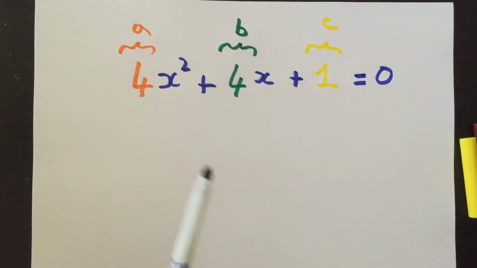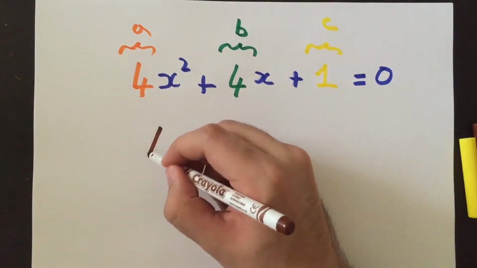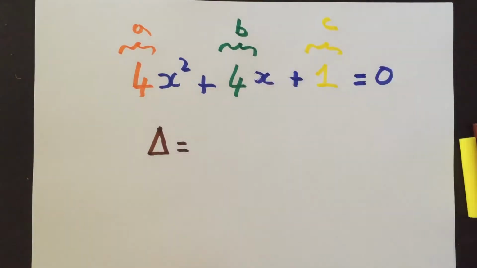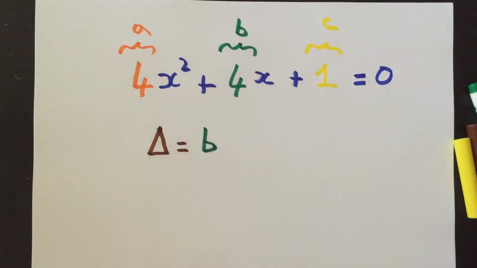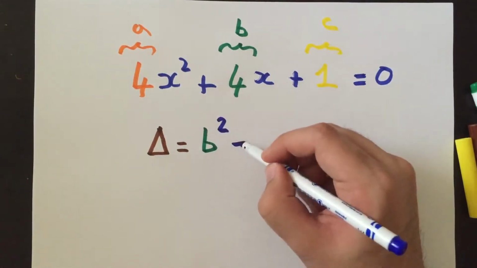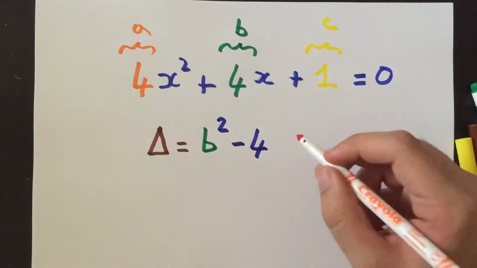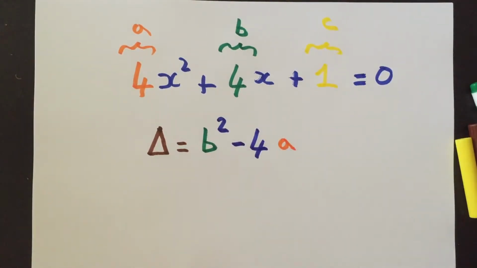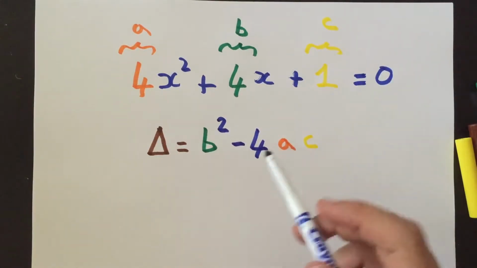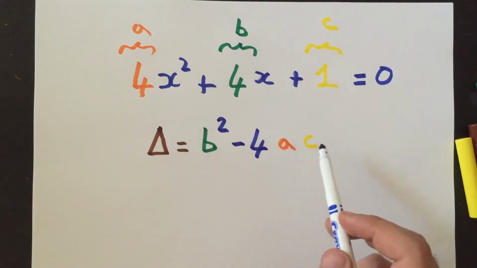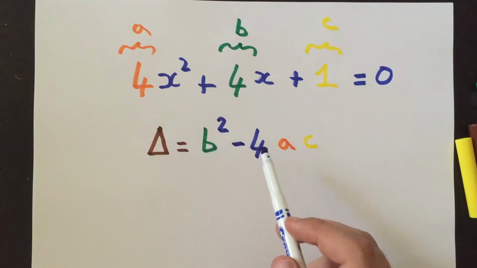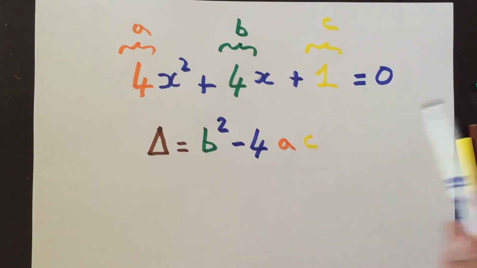And the first step is to get, as usual, delta. Delta is always the same. It's b squared minus 4 times a times c. So the 4 there is always the same, and the coefficients there can change. So b squared minus 4 all the time times a times c.